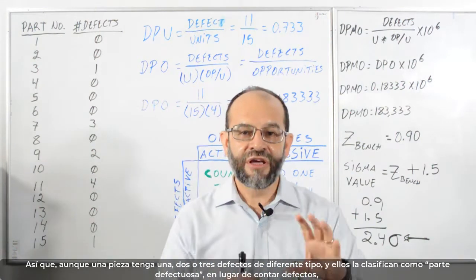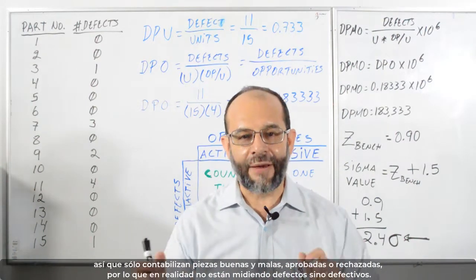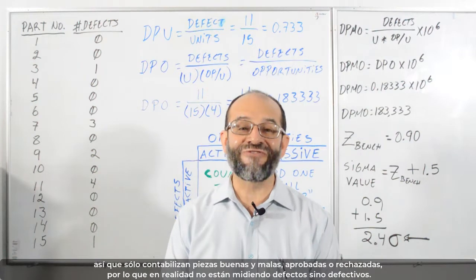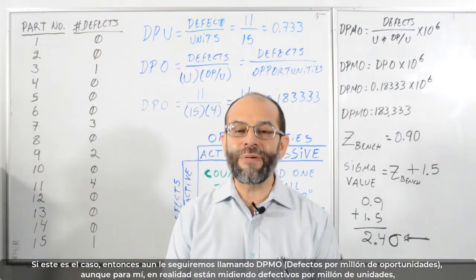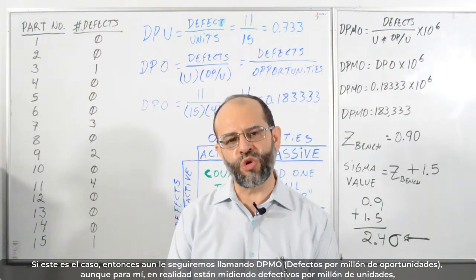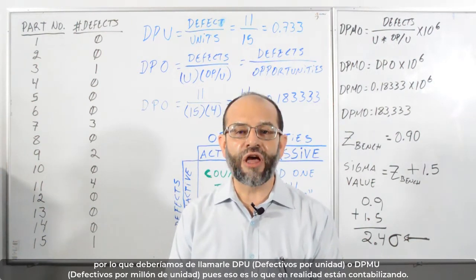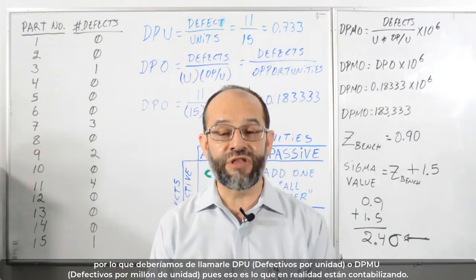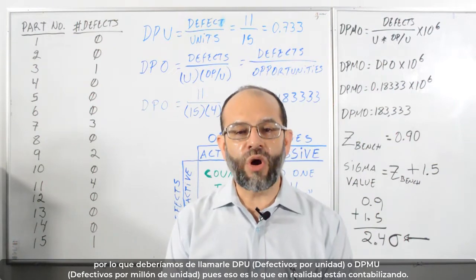One defect, bad part. 2 defects, bad part. Instead of counting defects, they just do good or bad, pass or fail part. So they are actually not measuring defects, but they are measuring defective parts. So if that is the case, still we call it DPMO, defects per million opportunities. To me, in reality, they are not measuring defects per million opportunities, but they are measuring defects per million units. And that's the way we should call it: DPU, defects per unit, or defects per million units, DPMU. That's actually what they do.